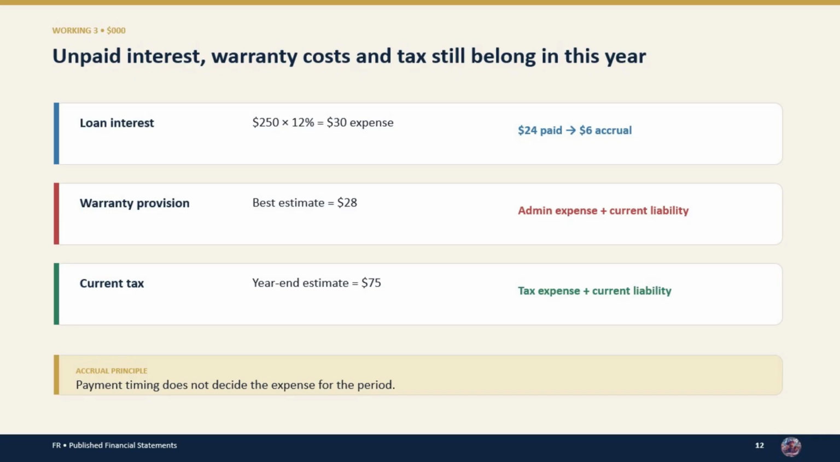Payment does not decide whether an expense belongs in the year. Recognition and measurement come first. Cash paid helps calculate the remaining balance.